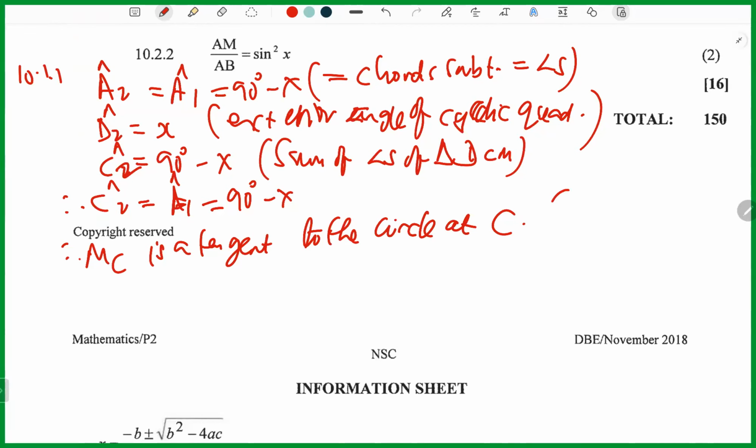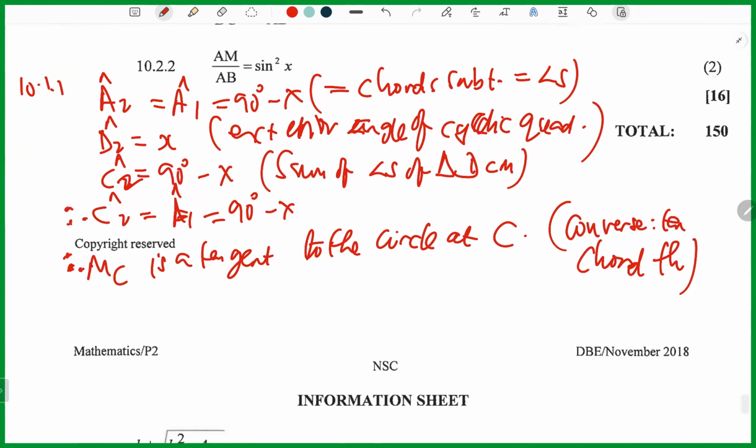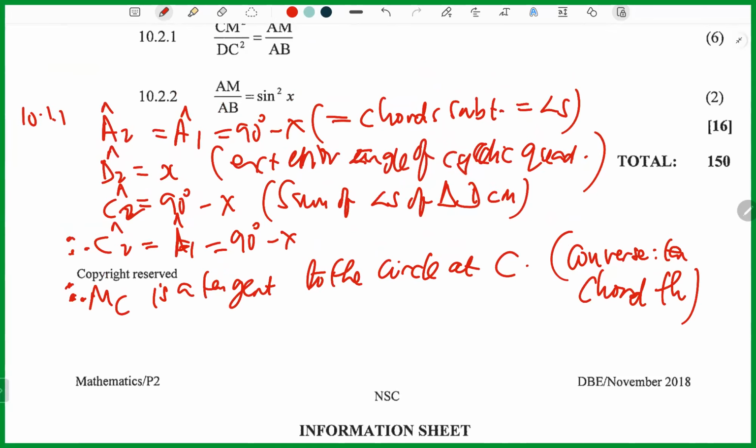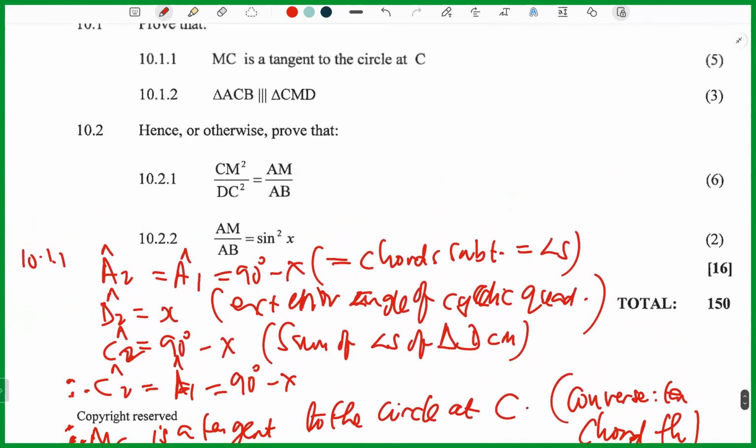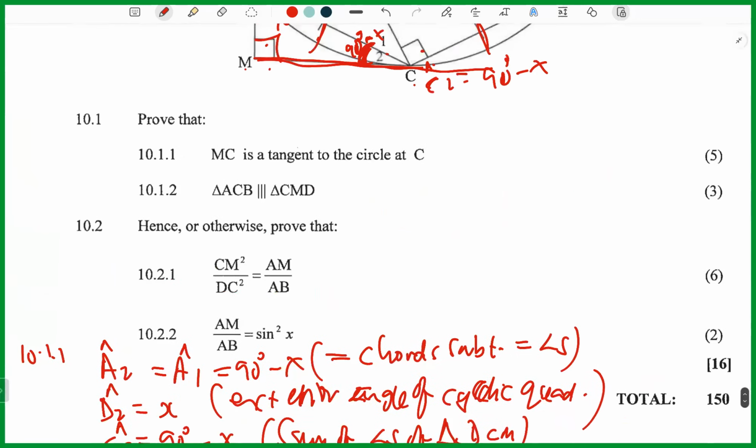Okay, and obviously this is actually the converse tan-chord theorem. Converse tan-chord theorem. Okay. So we are good. We are really good. So the next question we're going to do is, we have proven that on 5 marks. We're going to do this one.